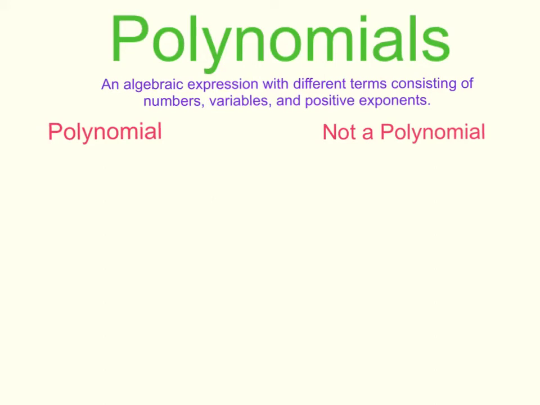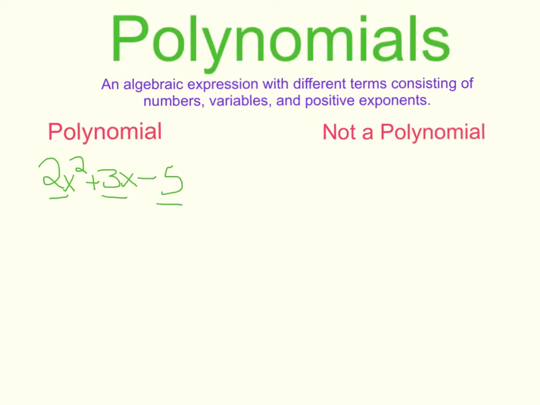Today's lesson is on polynomials. A polynomial is just an algebraic expression with different terms consisting of numbers, variables, and only positive exponents. So here is an example of a polynomial: 2x squared plus 3x minus 5. So it's an algebraic expression. It has numbers, it has variables, it has different terms, and it only has a positive exponent.